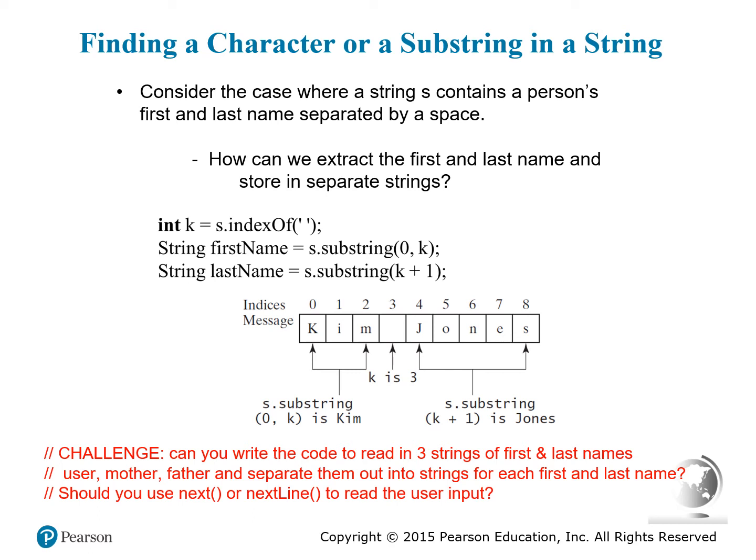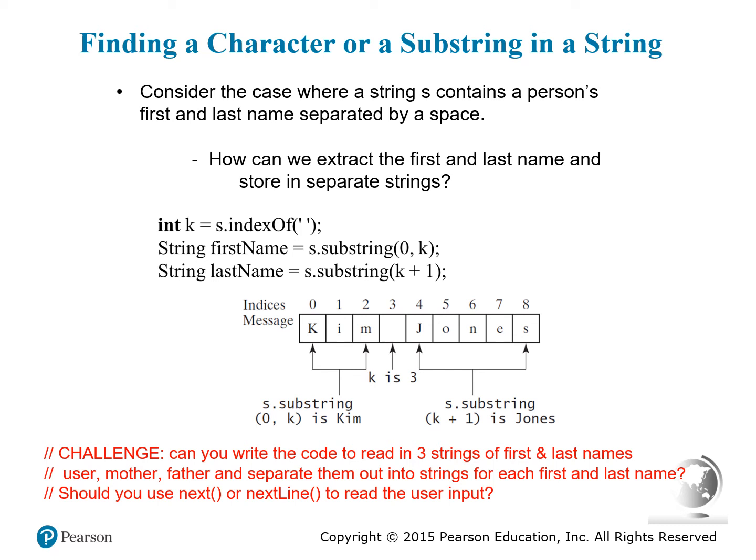Now let's look at an example. Let's consider that we have a string S that contains a first name and a last name separated by a space. We want to extract the first name and last name into two separate strings we will call firstName and lastName. How do we do this? Well, if we use the method indexOf to obtain the index of the space character, we can determine how the first and the last name are separated. So let's store the value of that index in an integer variable called k.